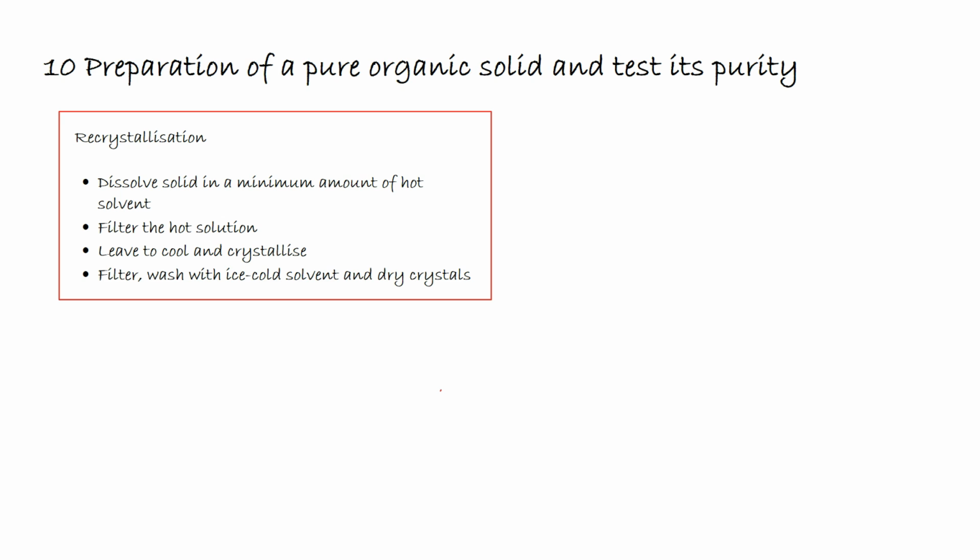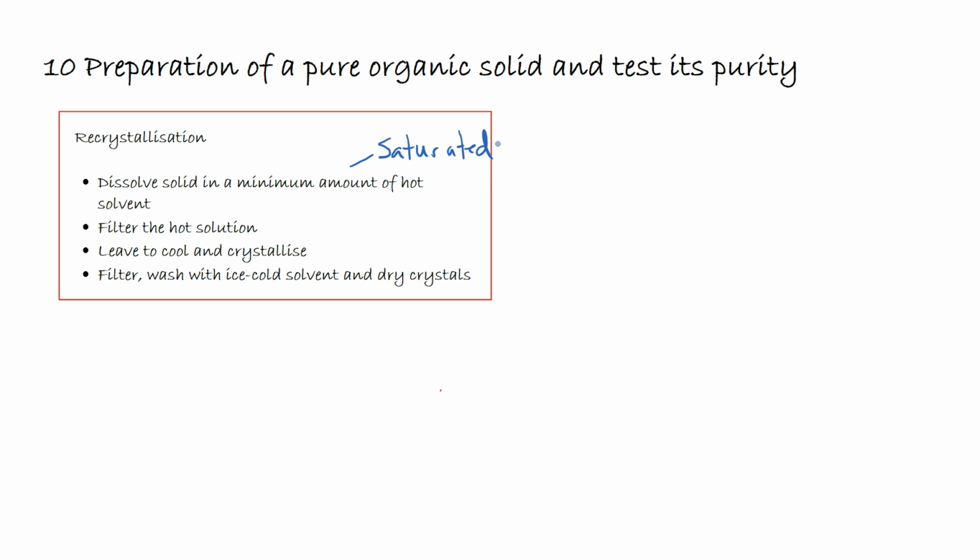Number 10 then is looking at the preparation of a pure organic solid and how we test its purity. Organic solids are quite easily formed, but to purify them we have to do several steps. The first thing we would do is a recrystallization where we dissolve the solid in a minimum amount of hot solvent, in order to saturate the solution with our organic product.